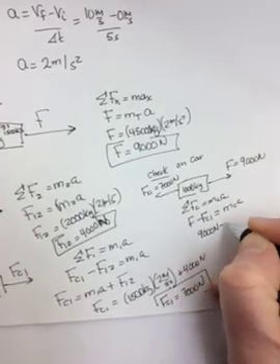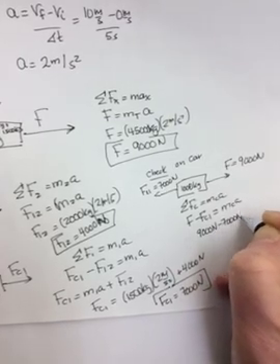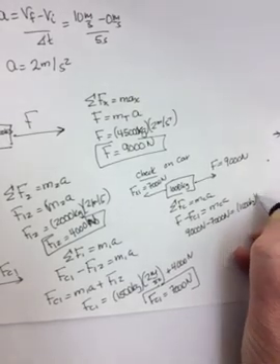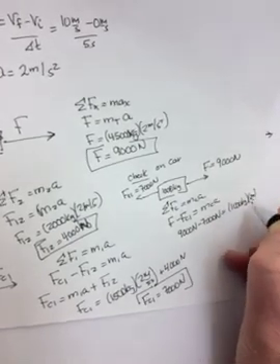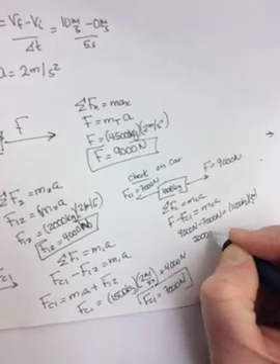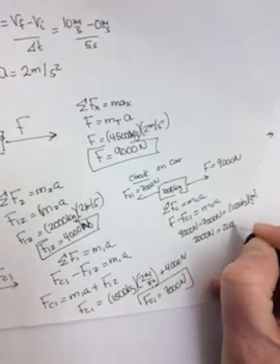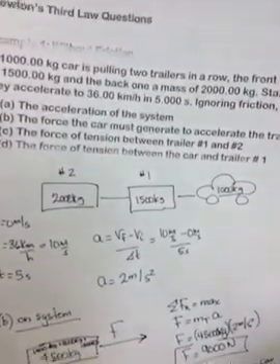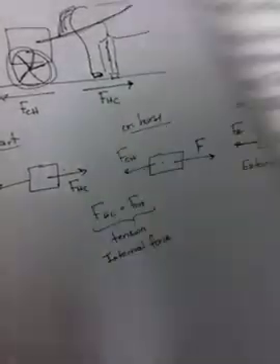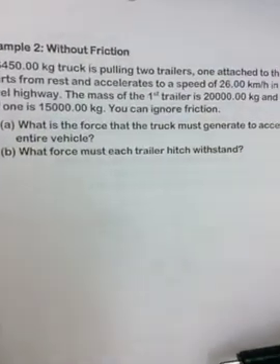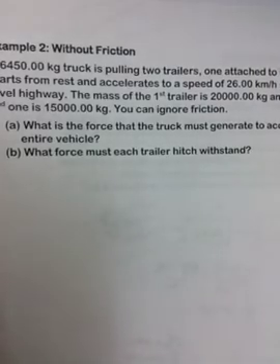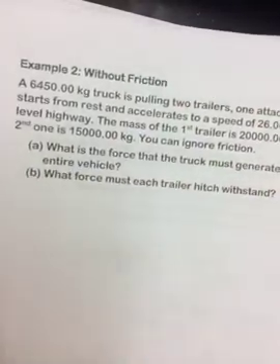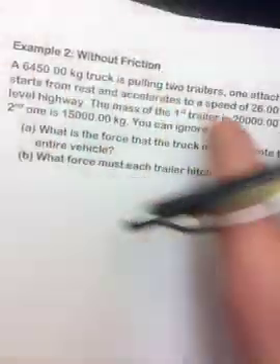9,000 newtons minus 7,000 newtons is equal to 1,000 kilograms times 2 meters per second squared. Lo and behold, you get 2,000 newtons equals 2,000 newtons, which means you must not have screwed up. Okay, so this is without friction. If you flip the page over, there's a second one without friction. And I would like to suggest that you pause me right now, try this second one, and then turn this video back on. Okay, and go.